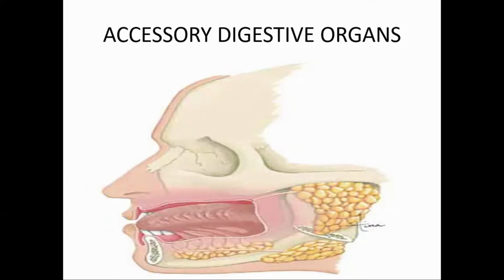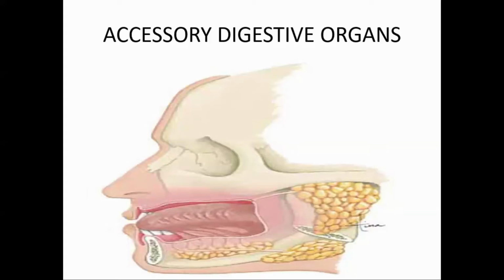Liver, pancreas, gallbladder, salivary glands, teeth, and tongue. The masticatory apparatus includes the tongue and the teeth. So today we are going to study the parotid gland. Parotid gland is the largest salivary gland. There are 3 major salivary glands and numerous minor salivary glands.